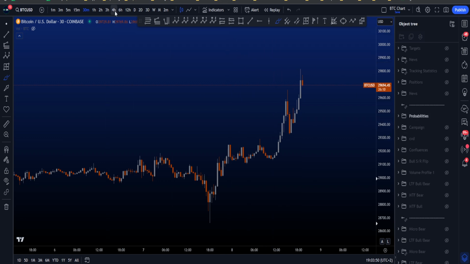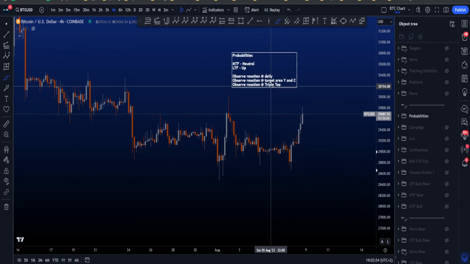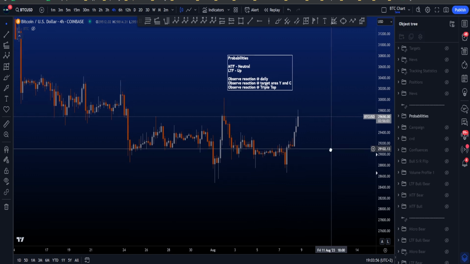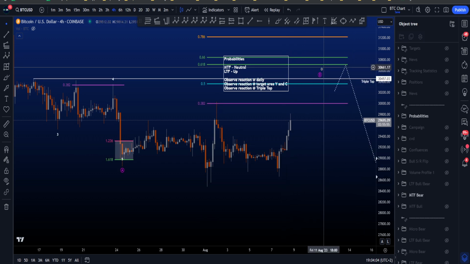And then finally, the probabilities of these scenarios. Well, on the medium time frame, I'm quite neutral, as well as on the low time frame, I'm looking for upside. That's the reason why I am pretty neutral on the medium time frame, because in both scenarios, we are looking for a move towards the upside.